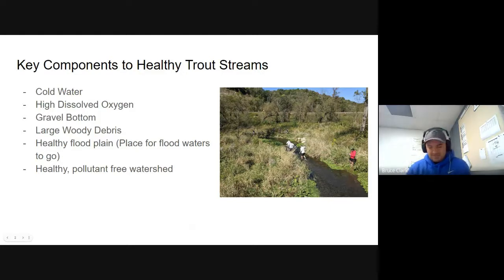So, key components to healthy trout streams. We're going to talk about cold water. We're going to talk about high dissolved oxygen content. We're going to talk about gravel bottoms, large woody debris, and a healthy floodplain, as well as a pollutant-free watershed.